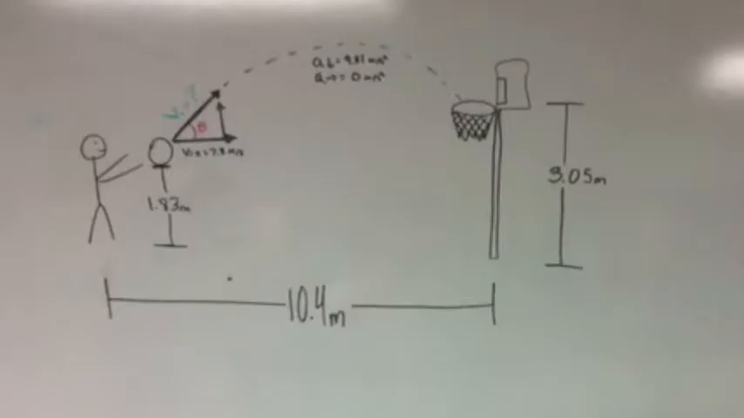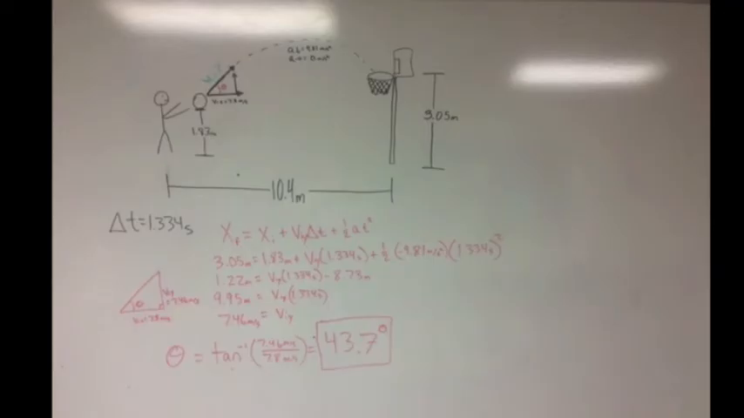To start off, we wrote down everything that we knew. The height of the basketball hoop is 3.05 meters. The distance to the hoop was 10.4 meters. The height of initial release was 1.83 meters. The initial velocity in the x direction as found by Tracker was 7.8 meters per second, and the downward acceleration was 9.81 meters per second squared.